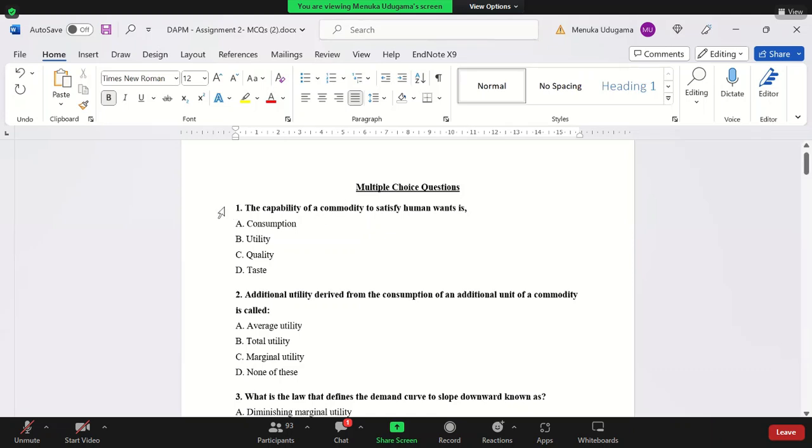Let's take one by one. First question: the capability of a commodity to satisfy human wants is... So what's the term that we use to show or define the capability of a commodity to satisfy human wants?